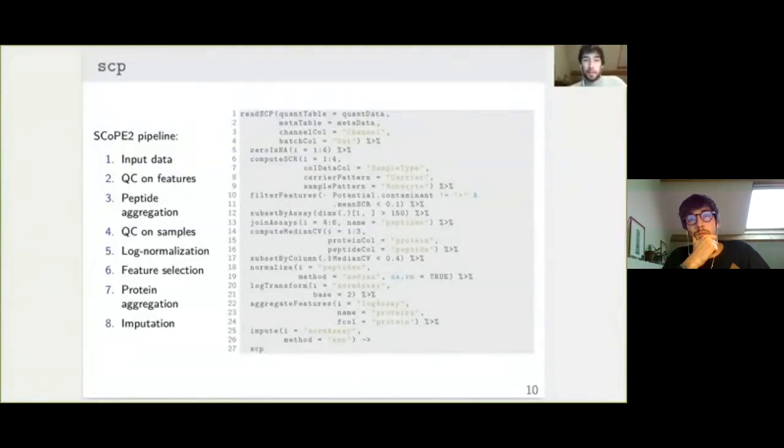Most functions are actually implemented already in the QFeatures and the MultiAssayExperiment packages. But SCP is an extension to provide single-cell proteomics specific functionalities, such as reading in the data or computing specific single-cell metrics. I hope you will agree with me when I say this code is easy to read and that you don't need to be an expert in R to get a general sense of what the code does.